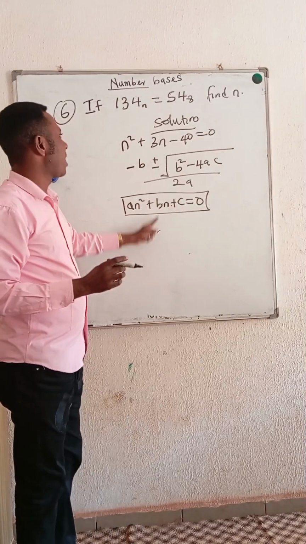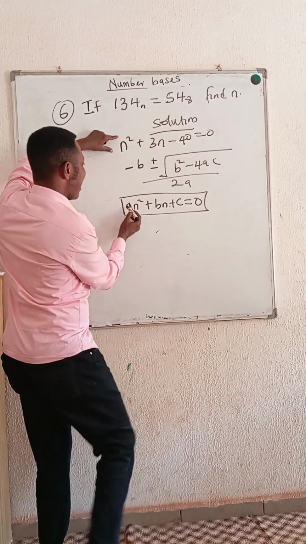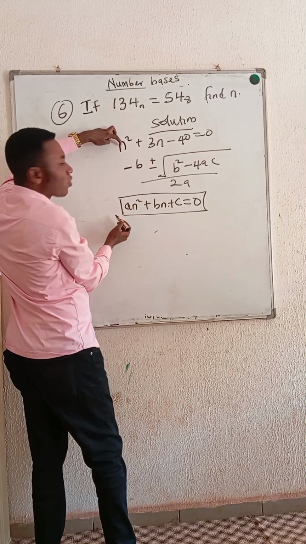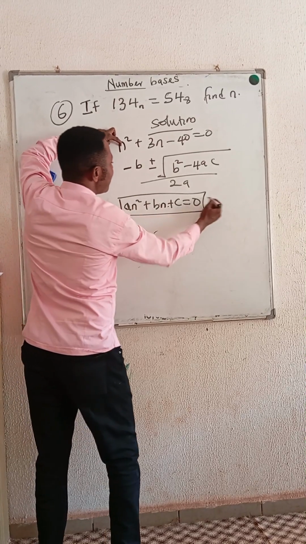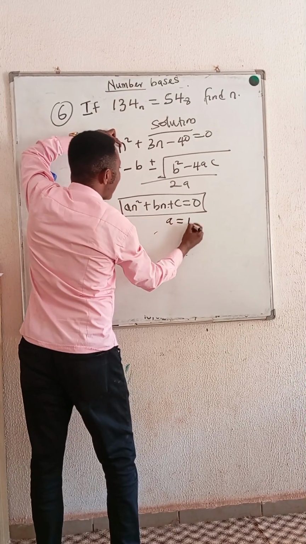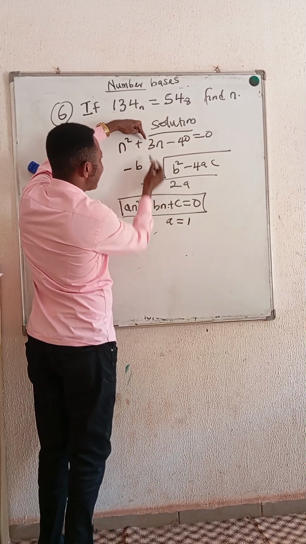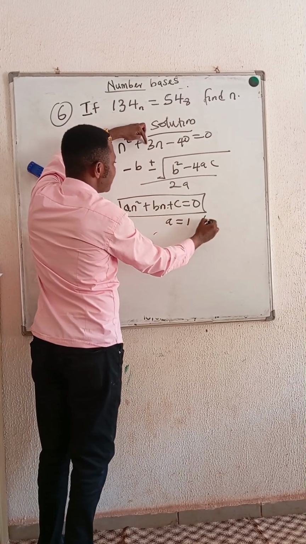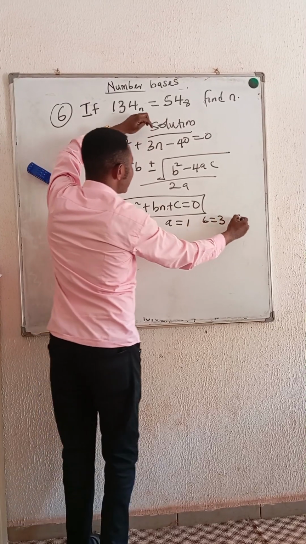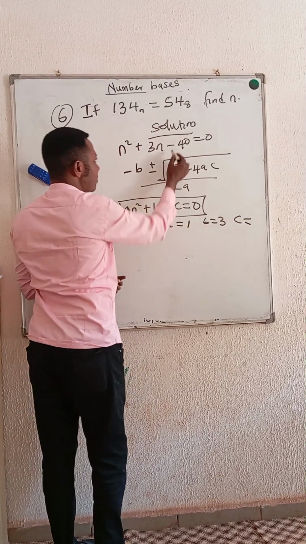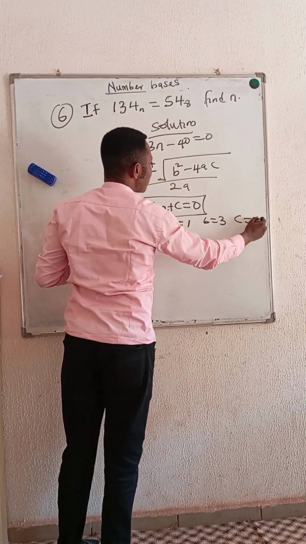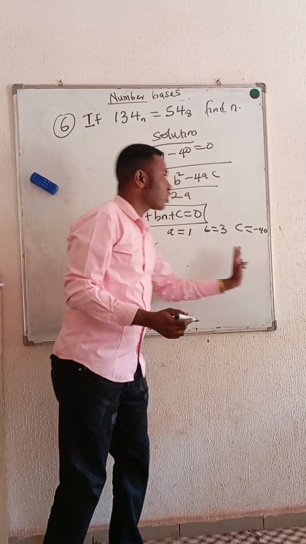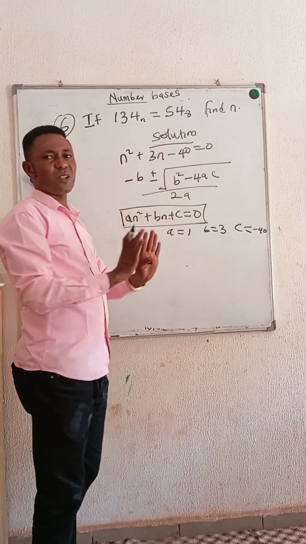So when we compare this general equation to this, my a is what? 1. That is, a is the coefficient of n squared. So here now, my a is equal to 1. So compare this and this. Look at it, bn, 3n. So my b is 3. Then what is my c? Plus c is equal to minus 40. So c is equal to minus 40. When you have this, you can now substitute into this formula and you are done.